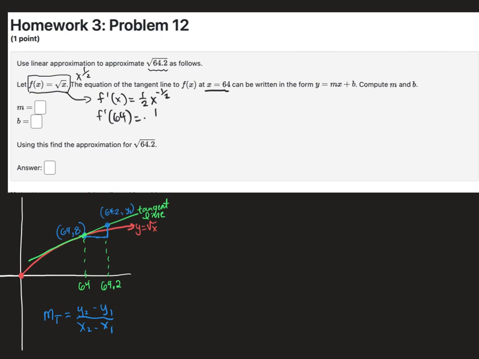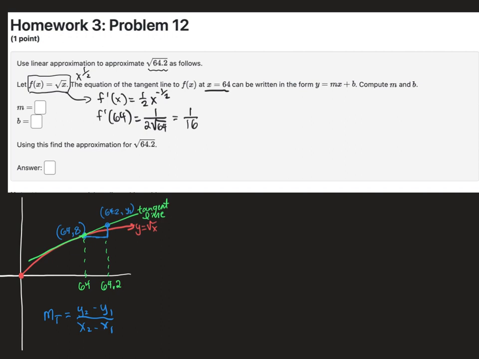So it'd be 1 over, want positive exponents, and the 2 can go to the bottom as well because it's the fraction 1/2. And that'd be x to the positive 1/2, which would then be written as square root. So we have square root of 64. All right, now let's get that number. Square root of 64 is 8 times 2 is 16, so the slope would be 1 over 16.